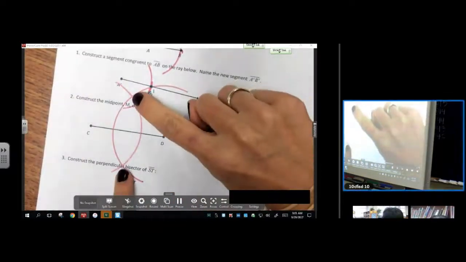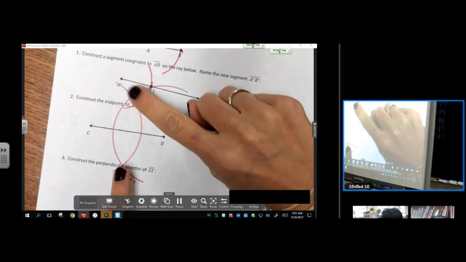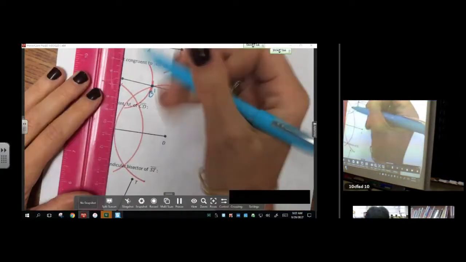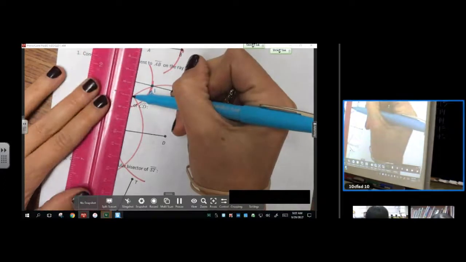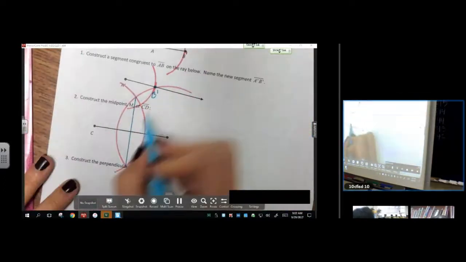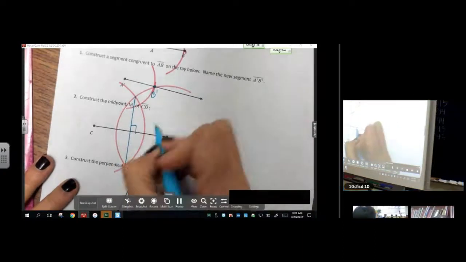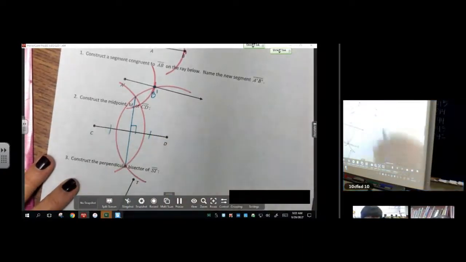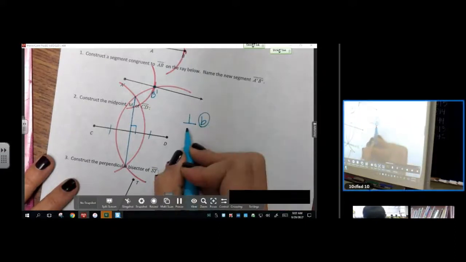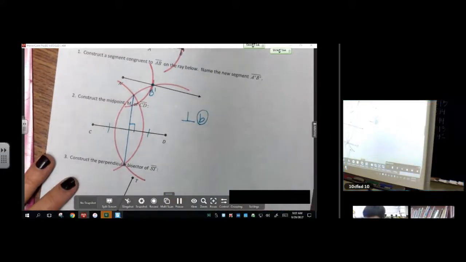Now my arcs intersect twice. If they don't intersect twice, you need to try again. So now I'm going to take my pencil and my straight edge, and I'm going to connect intersection to intersection. I'm going to add a 90-degree angle marking and tick marks. Perpendicular bisector. So 90 degrees and cut in half.